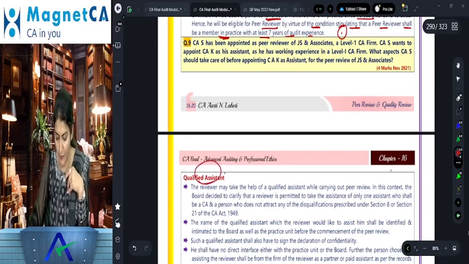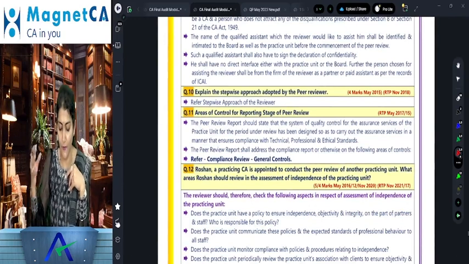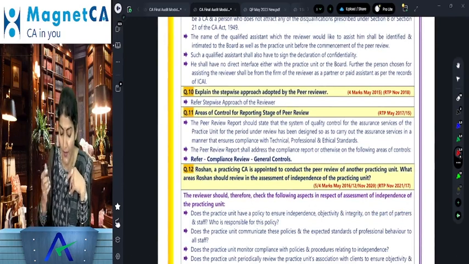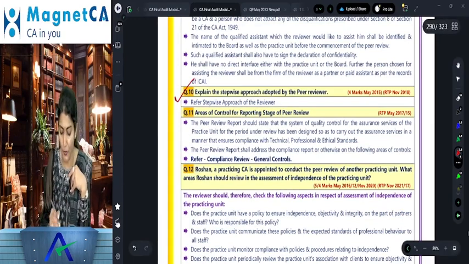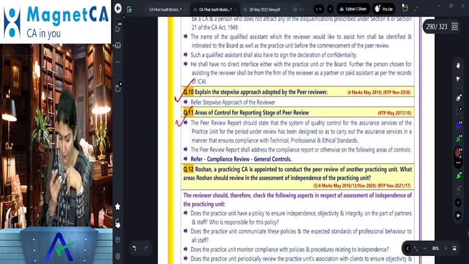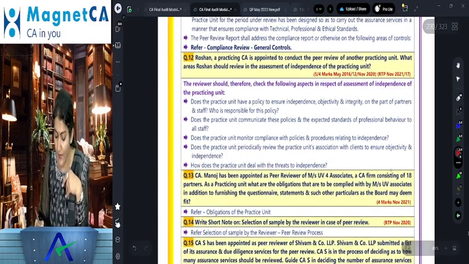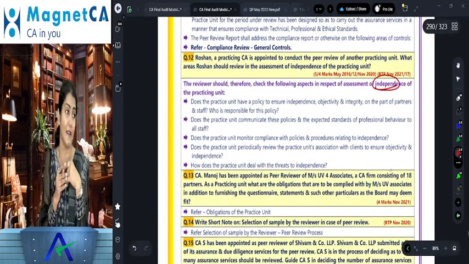Okay. Right. Then after that, can you take a qualified assistant with you? Right, for doing the peer review, yes, you can take a qualified assistant with you. Okay, right, then you have the stepwise approach of the reviewer, the areas of control, and then again, what are the areas which will be covered in the independence assessment.